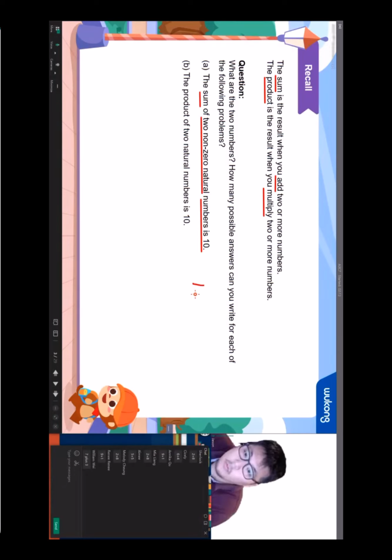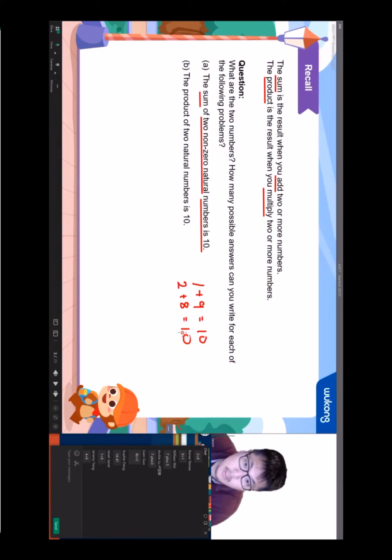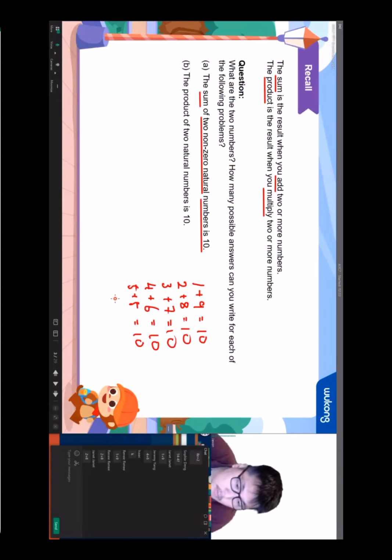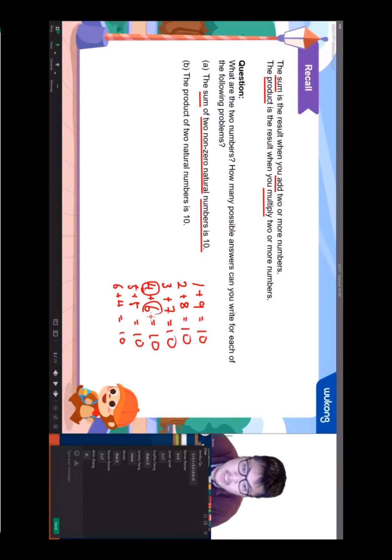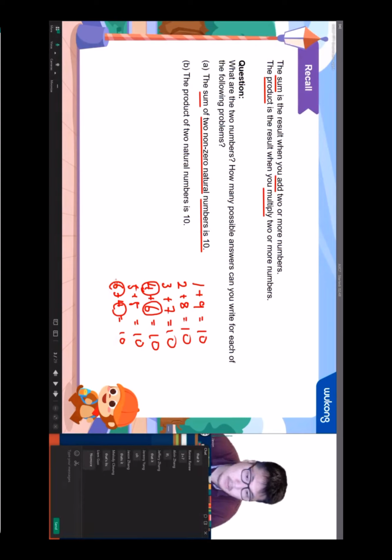0, let's do 1 plus 9 equals to 10, and 2 plus 8 equals to 10, 3 plus 7 equals to 10, 4 plus 6 equals to 10, and 5 plus 5 equals to 10. Guys, should I continue more, or is that it? What do you think? That's it. Because, guys, if you go above, we have already 4 and 6. We are repeating ourselves, so no.